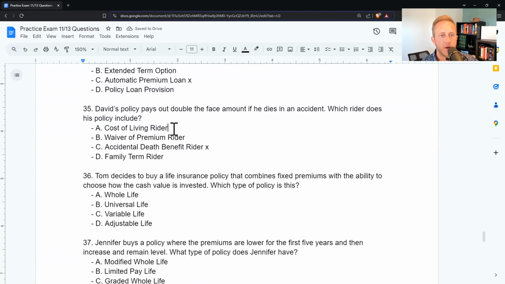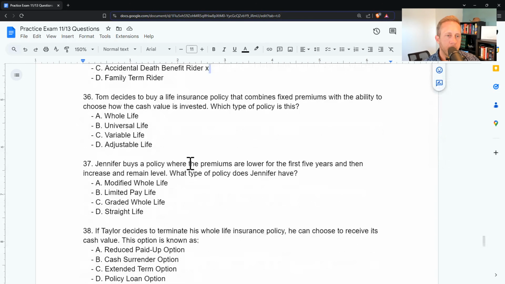Cost of living rider will increase the death benefit over time as inflation increases. So it's usually like 3% per year that a cost of living rider will increase the face amount of the policy. That's to make sure that over time, the death benefit has the same value as it did when the person first took out the policy, because money loses value over time. But the correct answer for this question would be C, the accidental death benefit rider.